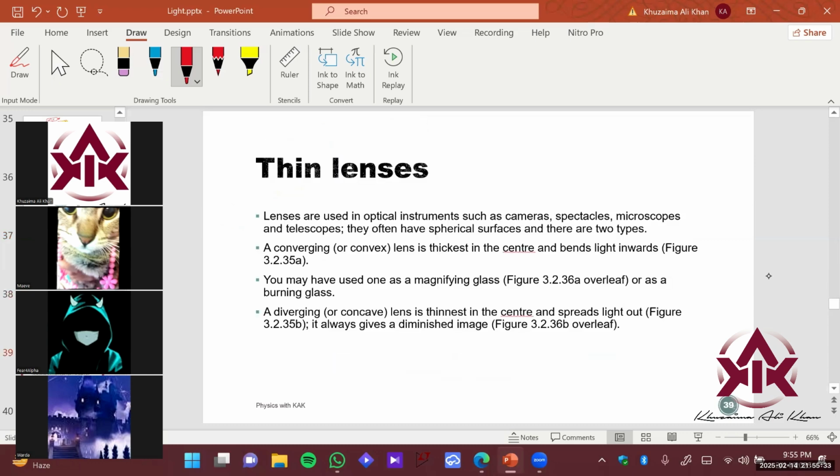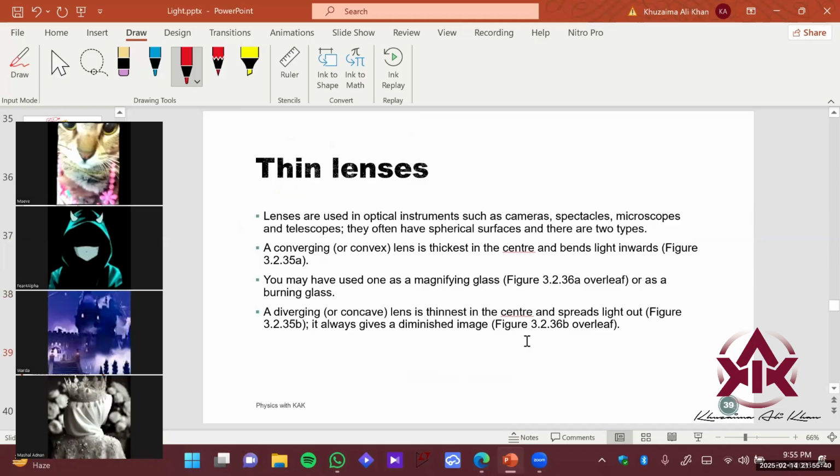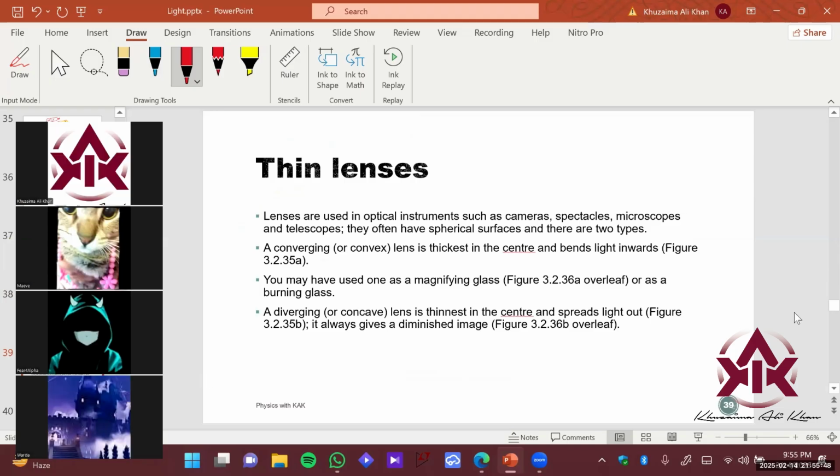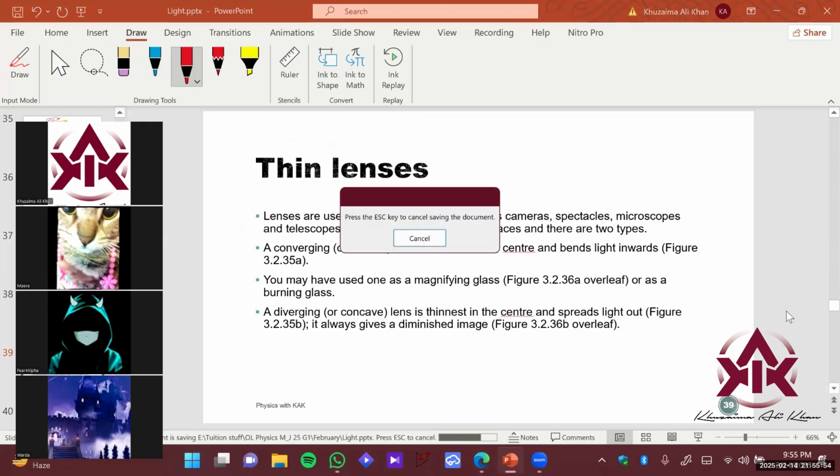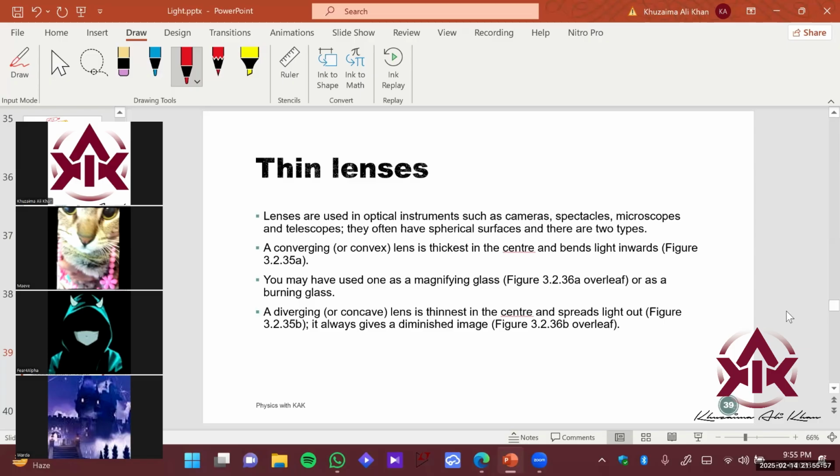Right. So if it is clear till now, give me a thumbs up. Okay, it's clear to me. Clear to Bharda, Mashal. Okay. Hamza, is it clear till here that we have covered? Because now we'll start covering the lenses. Hamza, are you here? Okay, good.